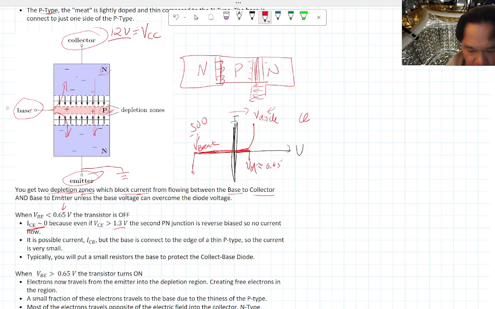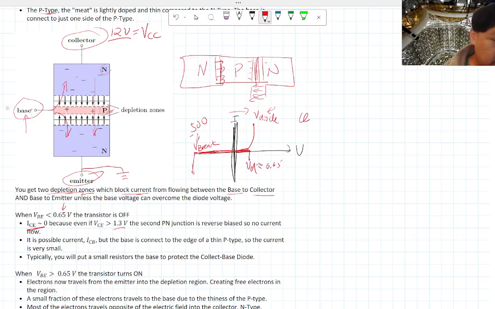So a little caveat, right? The transistor is off, but there is still the possibility that the current can flow from the collector to the base. That's because there's some leakage current that can occur, even though it's reverse bias.